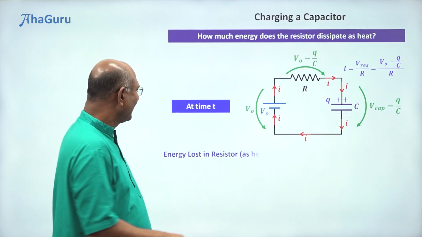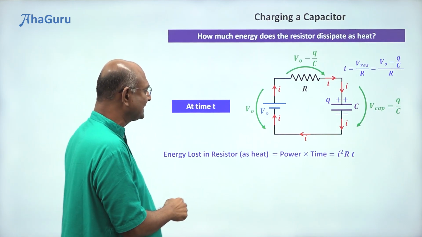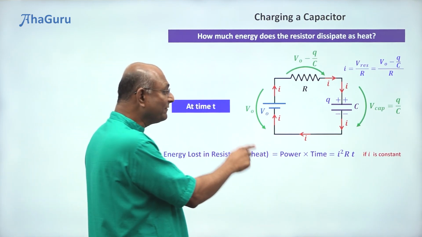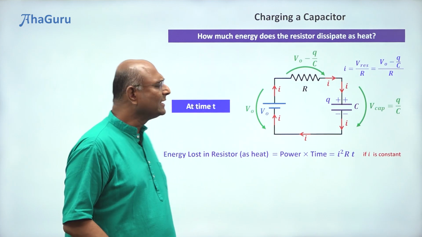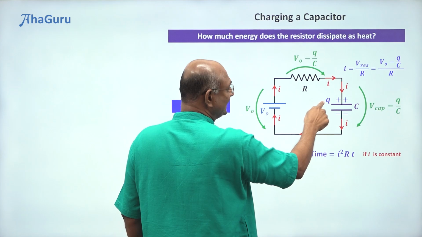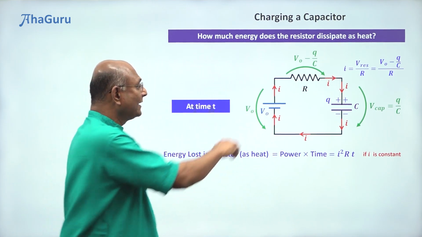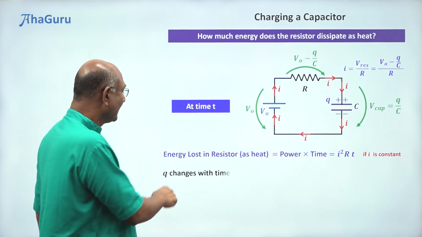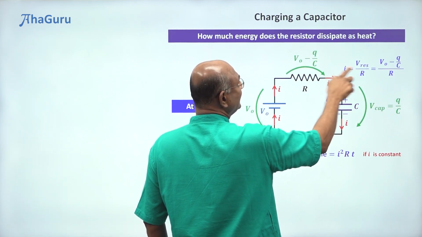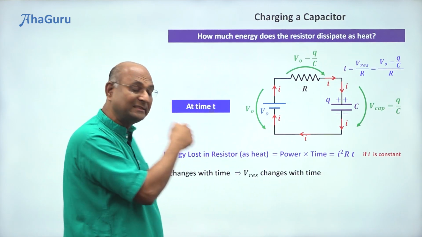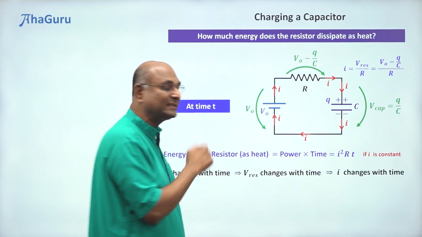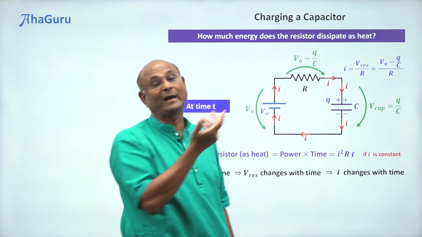So now what is the problem? I can just directly say energy lost in the resistor as heat is power times time, I squared R times t. Unfortunately, this is only valid if I is constant. Isn't I constant? No, because when you have a current flowing like this, Q is changing, right? Current brings in charge. So Q is changing. If Q changes with time, this is changing, so this is changing. So the potential drop across the resistor is changing with time. But if the potential drop across the resistor is changing with time, then the current is changing with time. And if current is changing with time, you can't use this formula.